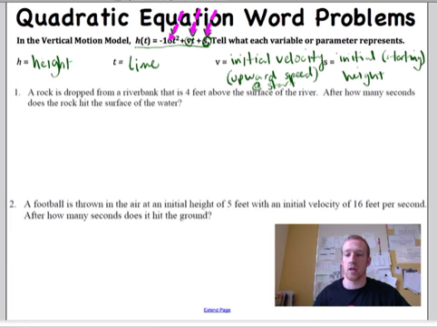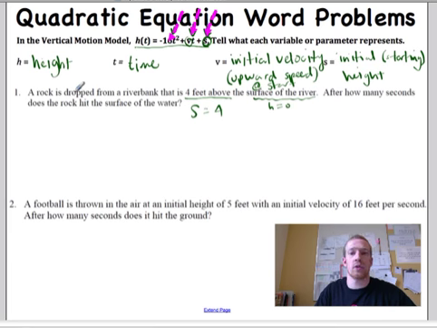And the s is the starting height. So here we have a rock is dropped from a riverbank that is 4 feet above the surface of the river. After how many seconds does the rock hit the surface of the water? So we're going to define the surface of the river as 0 height, so the surface of the river is h equals 0. If it's 4 feet above, that tells us that s, our initial height, is 4.